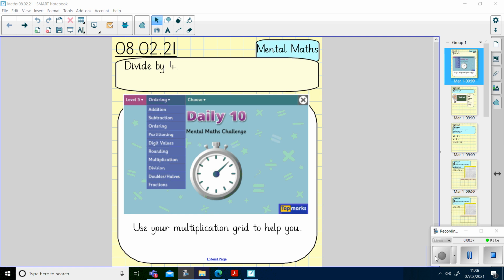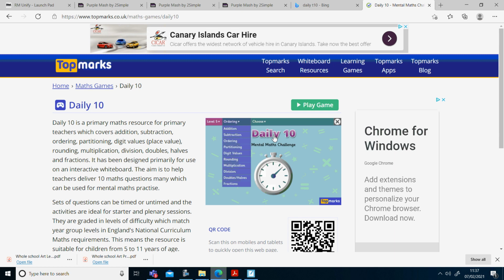It is the 8th of February and we're going to begin today by playing our daily 10 game, and we're going to be dividing by 10. If you need a little bit of help with this, then you can use your multiplication grid. So let's get started with our game.